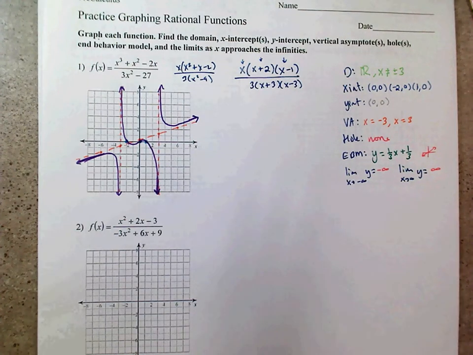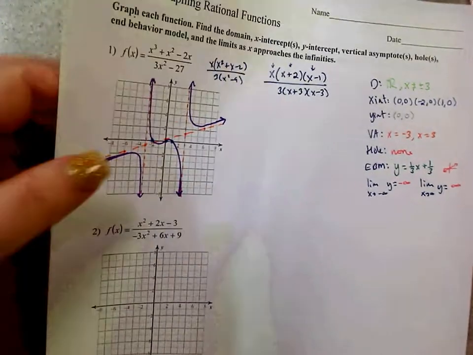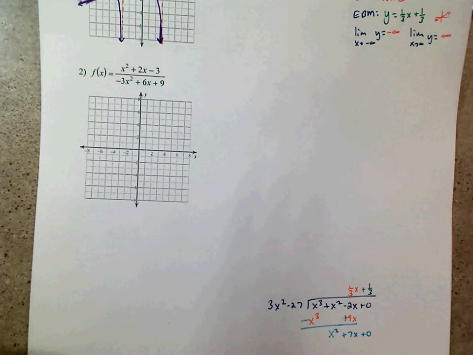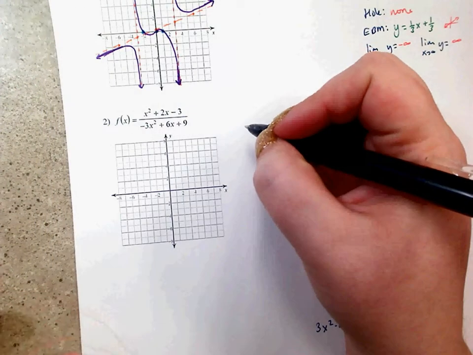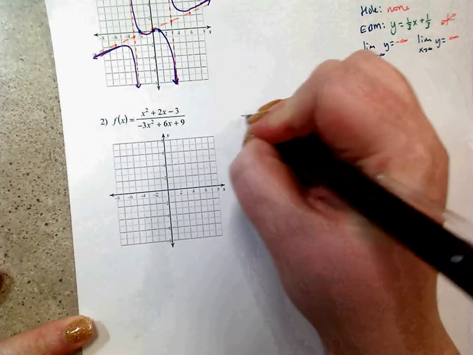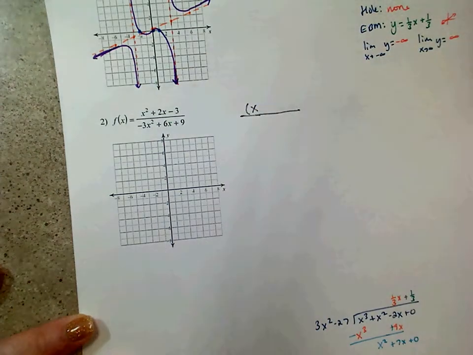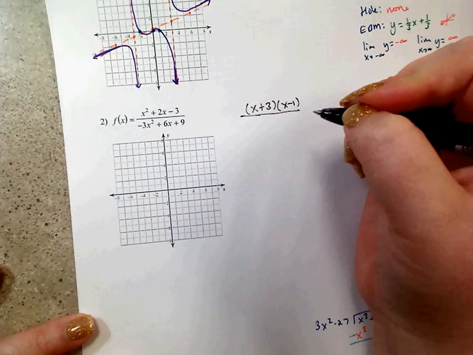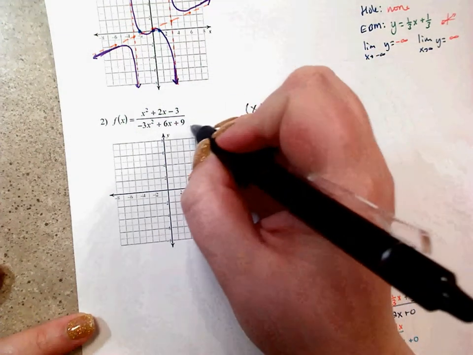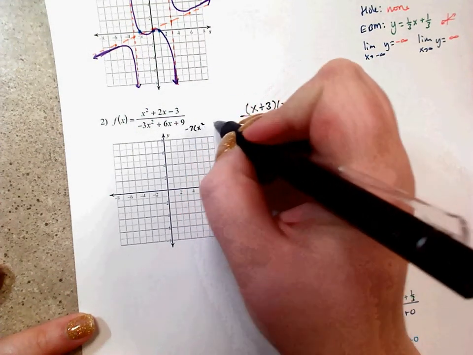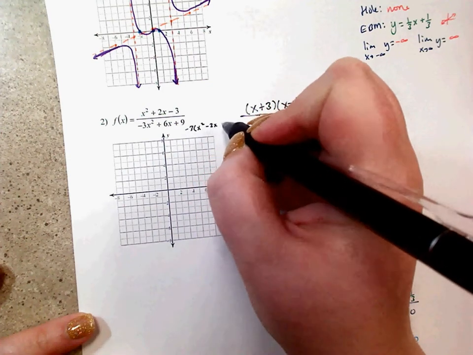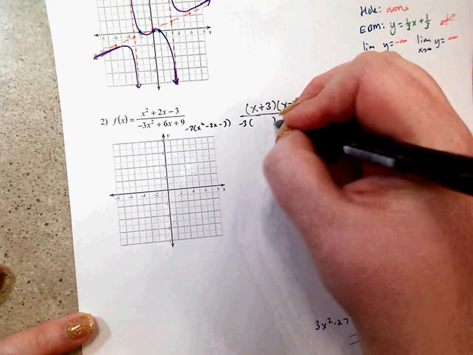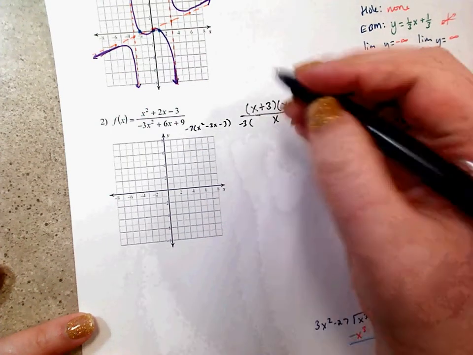Number 2. I need a factor. So I need the factors of negative 3 to add up to positive 2. And those are positive 3 and negative 1. And then I'm going to factor out negative 3, and I'm left with x squared minus 2x minus 3. So the factors of negative 3 that add to negative 2 are negative 3 and positive 1.